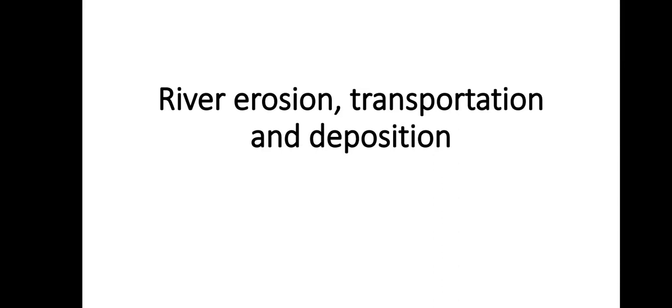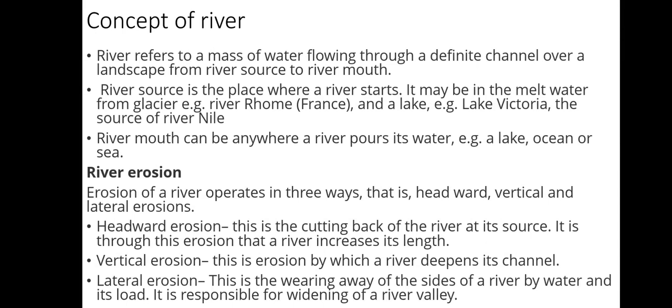So let's start with the concept of a river. Here we'll discuss what a river is. A river refers to a mass of water flowing through a definite channel over a landscape from a river source to a river mouth. So a mass of water that is flowing through a definite channel or a non-substantial channel over a certain landscape from its source to the mouth is what we call a river.